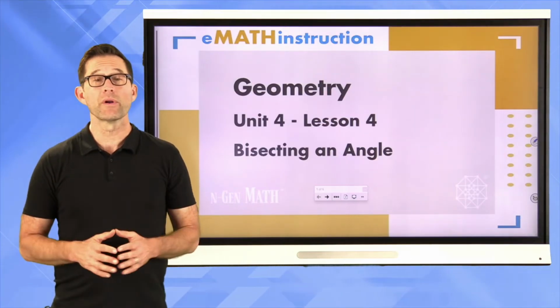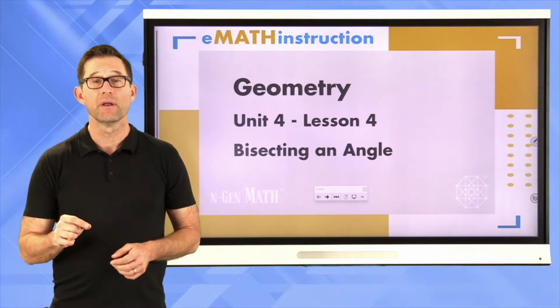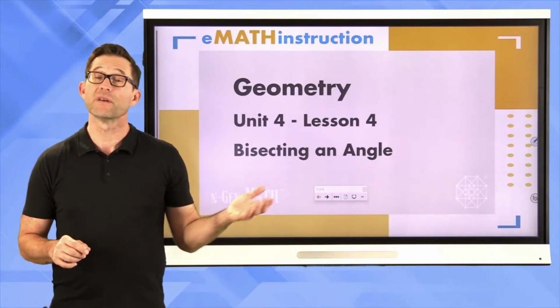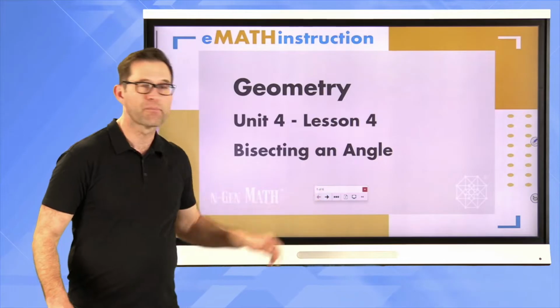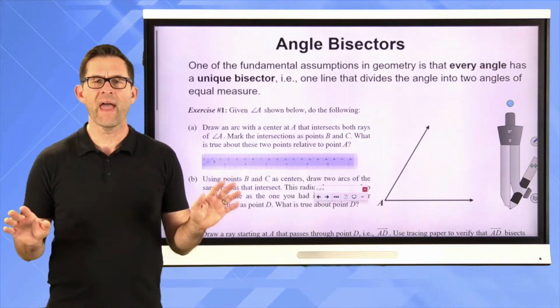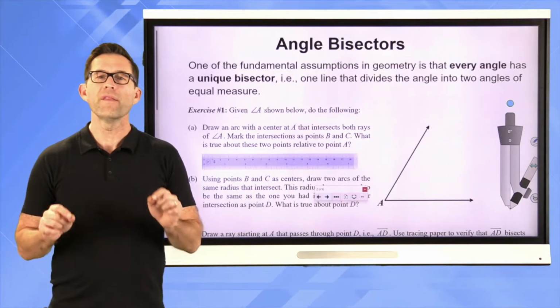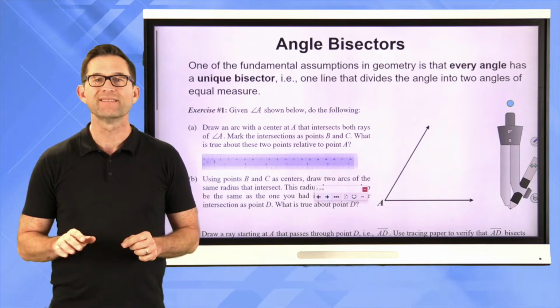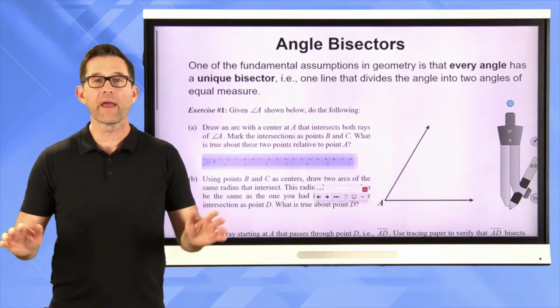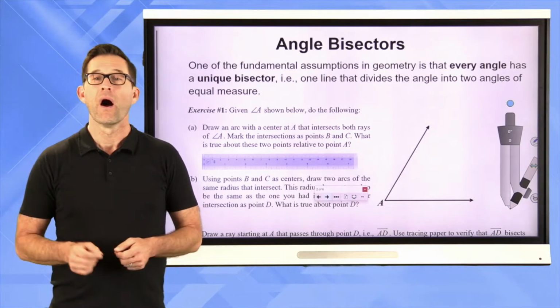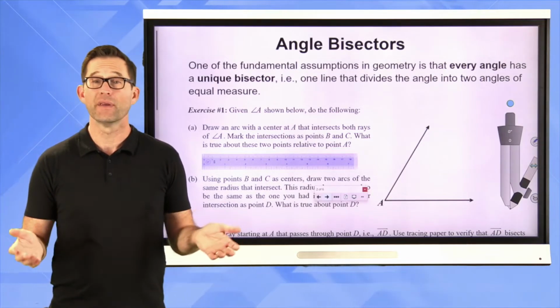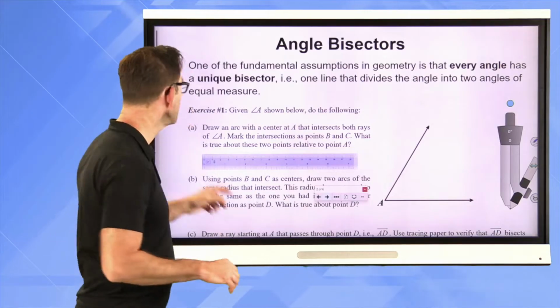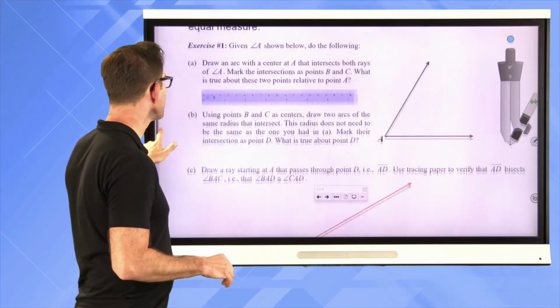So yet again, what we're going to be doing is looking at a construction that serves a particular purpose. In this case, bisecting an angle. So let's get right into that particular construction. Angle bisectors. One of the fundamental assumptions in geometry is that every angle has a unique bisector, i.e. one line that divides the angle into two angles of equal measure. So let's see how to do that in exercise number 1.